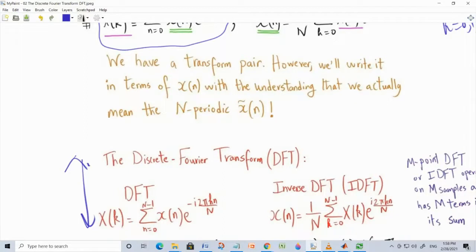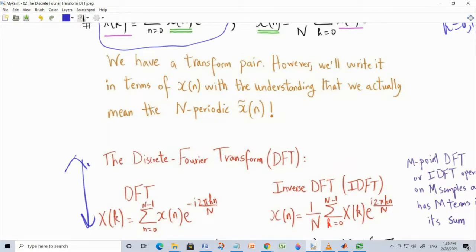So we will write things like this, but we know that what we actually mean is x tilde, the periodic signal, not the time-limited signal. But we will write it like this again, because this is the convention. Okay.